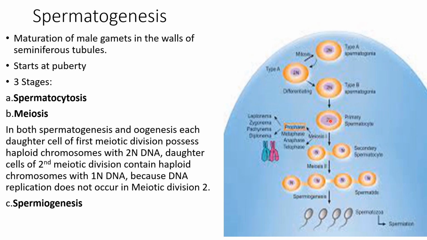Then the next stage is meiosis. After the first meiotic division or reduction division, from a single primary spermatocyte, two haploid secondary spermatocytes are formed. Now the second meiotic division occurs, in which the two secondary spermatocytes give rise to four spermatids. So each secondary spermatocyte will give rise to two spermatids. In all, from a single spermatogonia, four spermatids are formed. And the third process is spermiogenesis, in which there is no cell division, only morphological transformation of spermatids into spermatozoa.